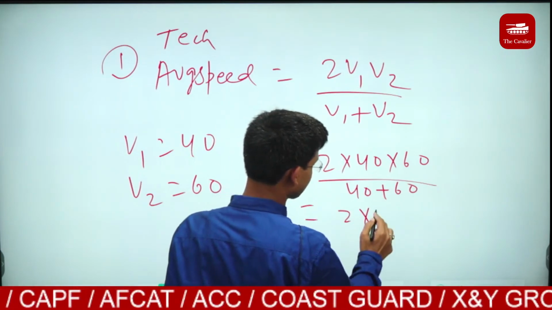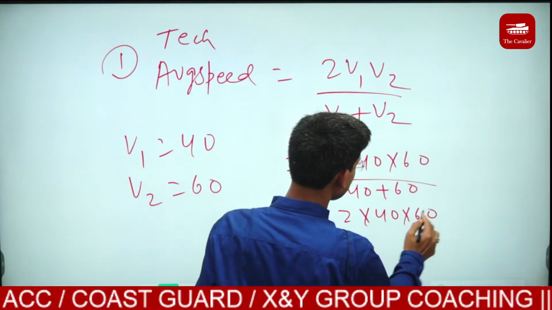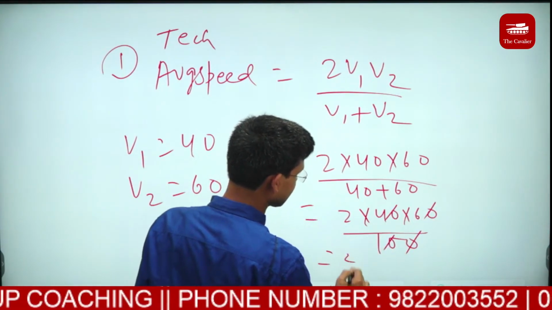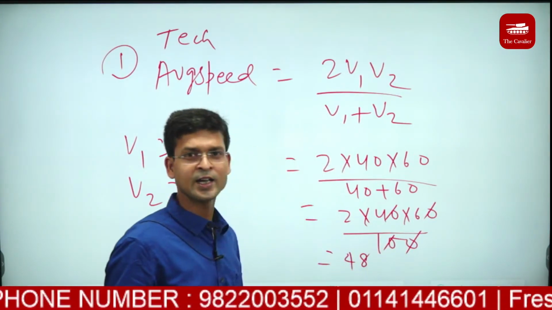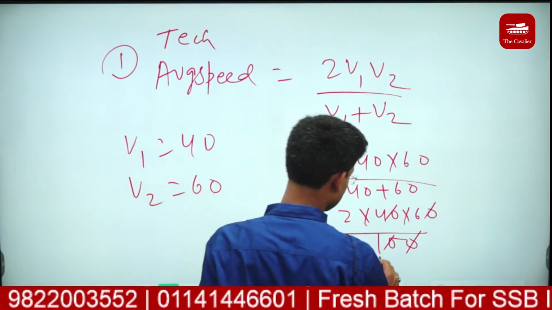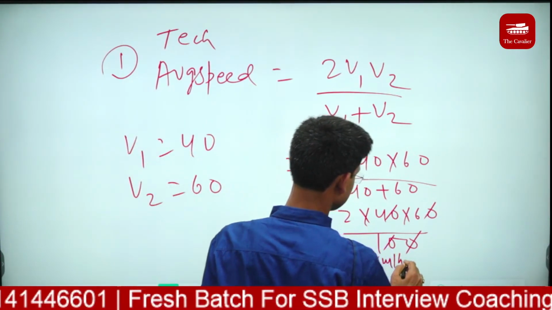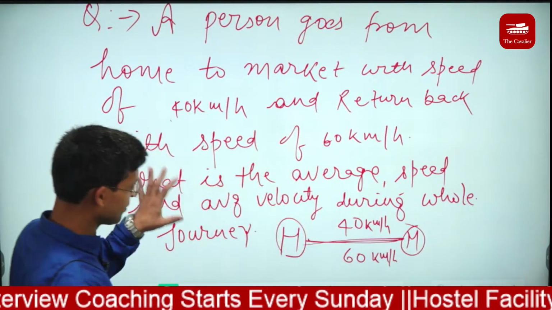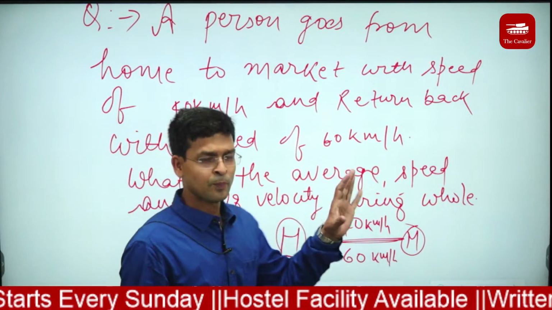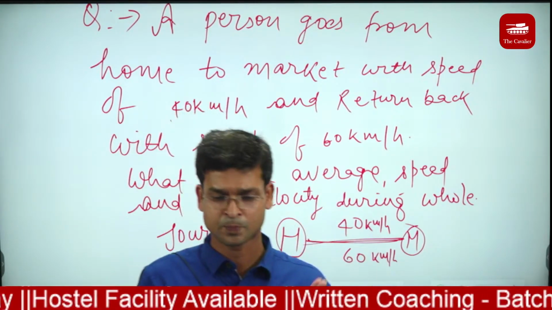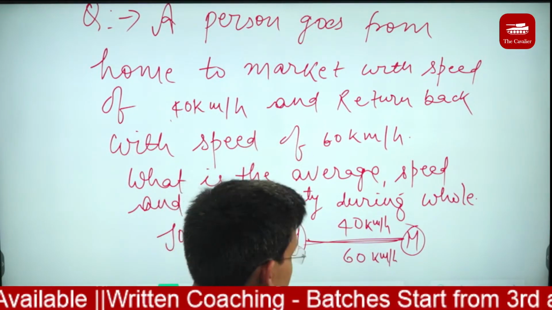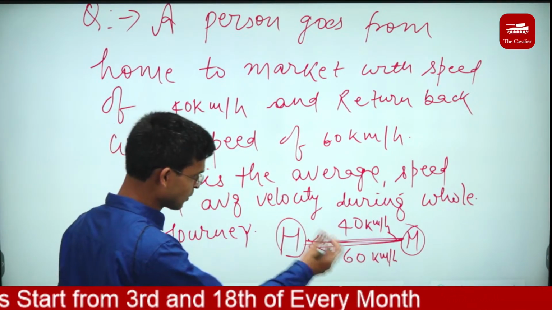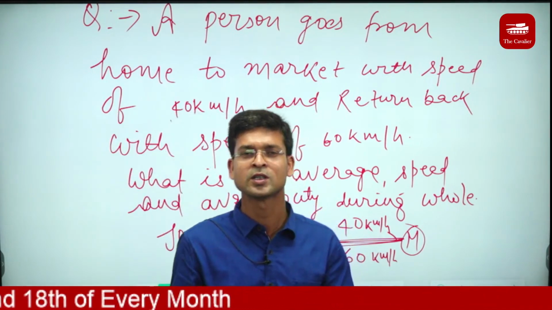That is 240 into 60 upon 100. The answer will come 48 km per hour, which is the correct answer. That means in the question we have to find the average speed if a body goes from home to market with a speed of 40 km per hour and returns back with a speed of 60 km per hour. What will be the average speed during the entire journey?